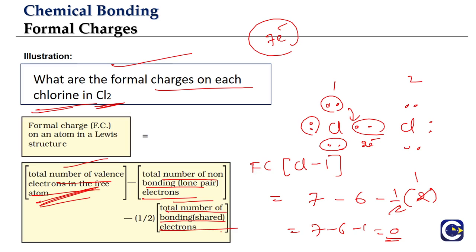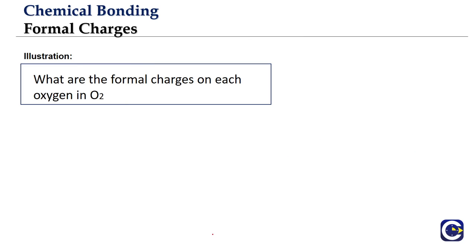Chlorine 1, what is the formal charge? 0. Chlorine 2 is also 0. So this tells us that both the chlorines give equal contribution for the covalent bond. The electrons are contributed by both the chlorines equally for the bond. That is why the formal charges are 0 for both these chlorines. We can look at one more example.